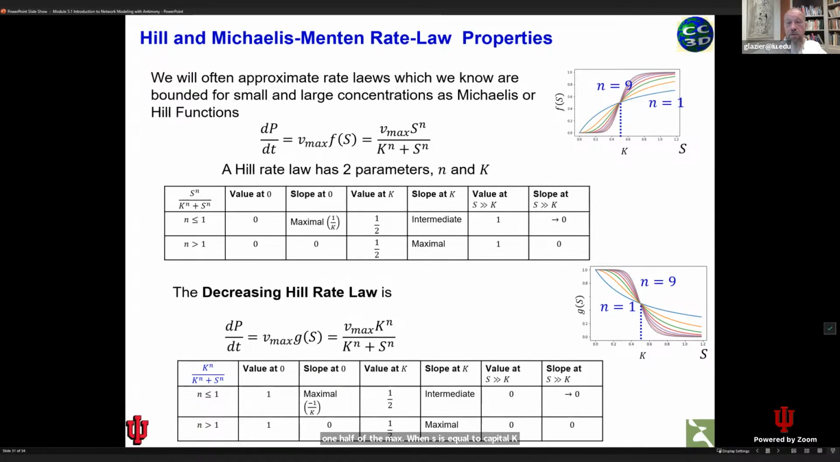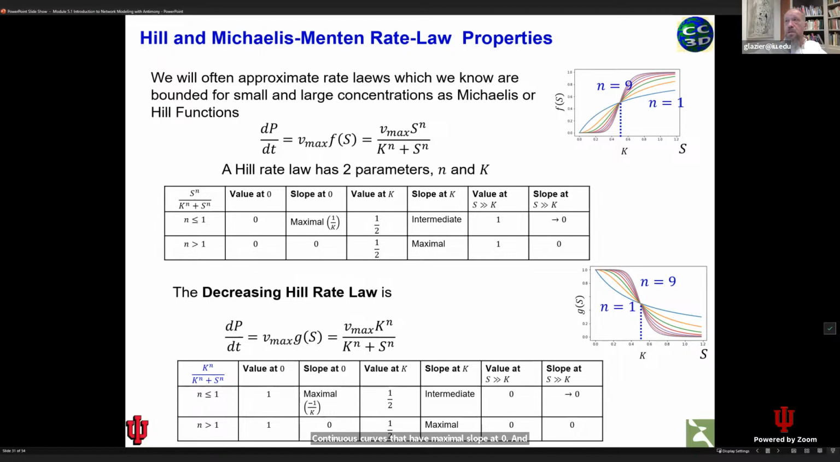If I make that exponent n bigger than 1, it still has that property, but the difference is that if n is equal to 1, the slope, the rate of increase of the rate of reaction as a function of S, is maximal at 0 if n is 1, and it's 0 if n is bigger than 1. And so Hill equations are sigmoids. Michaelis-Menten equations are continuous curves that have maximal slope at 0 and decreasing slope as we go up.